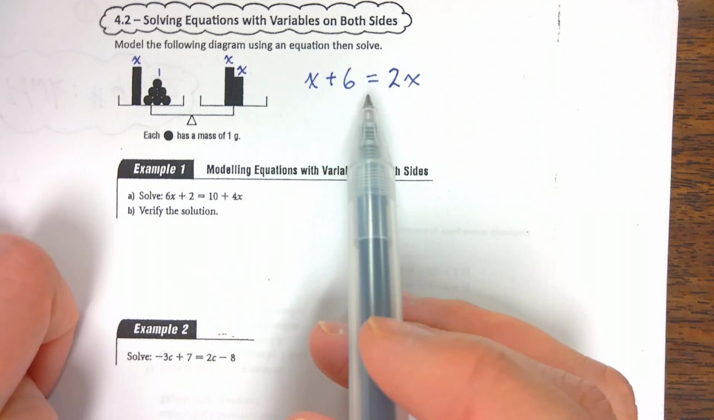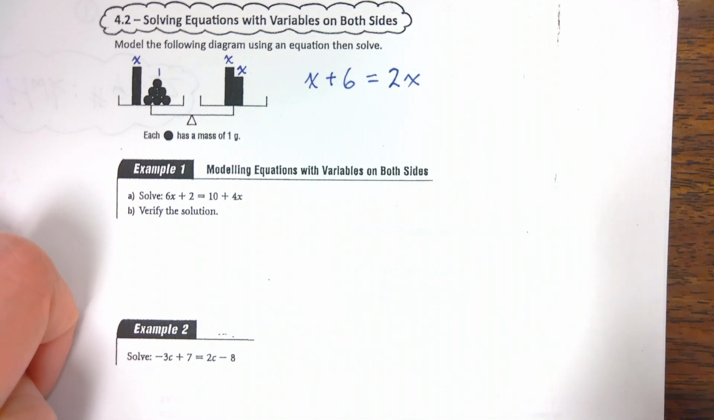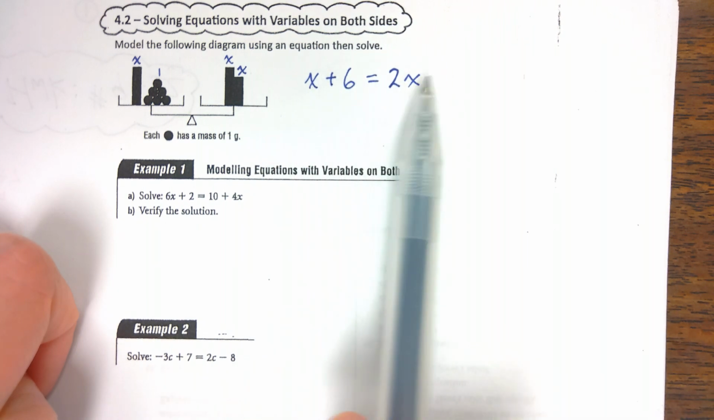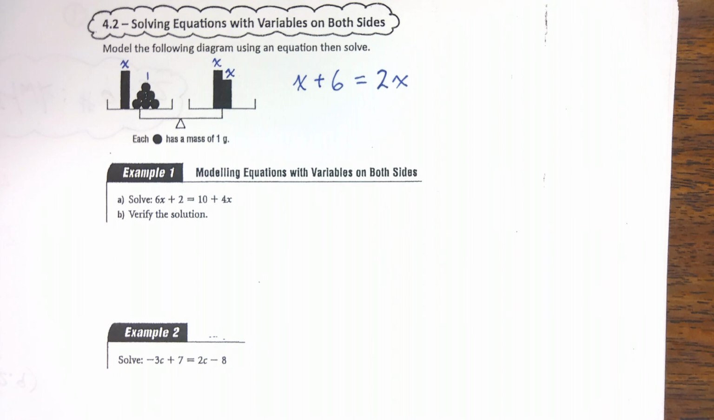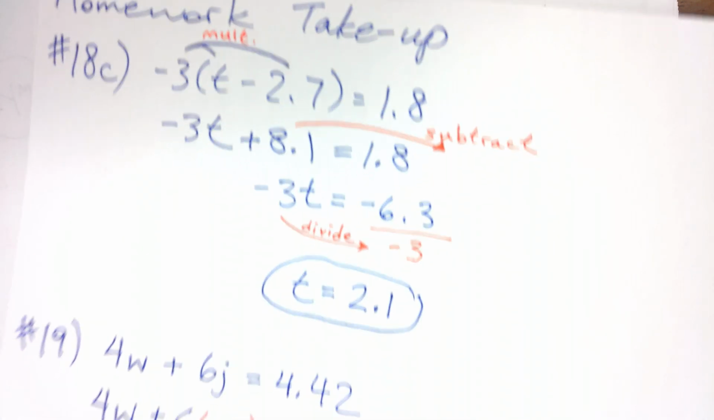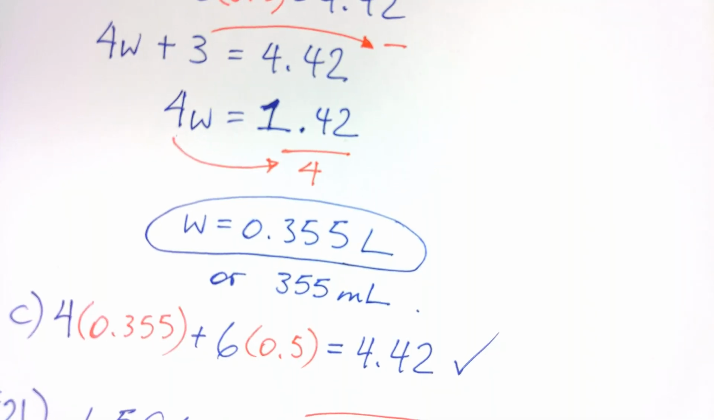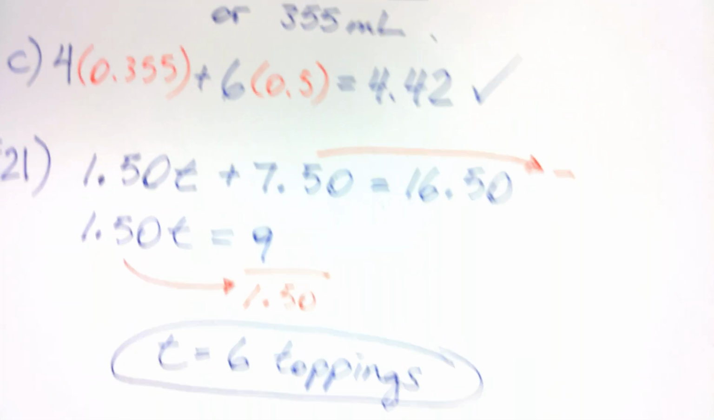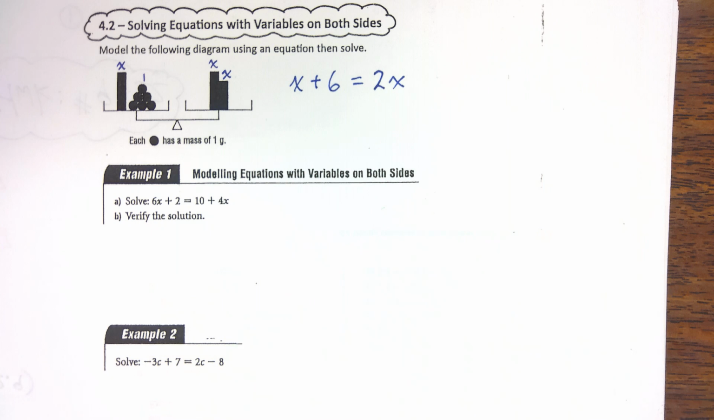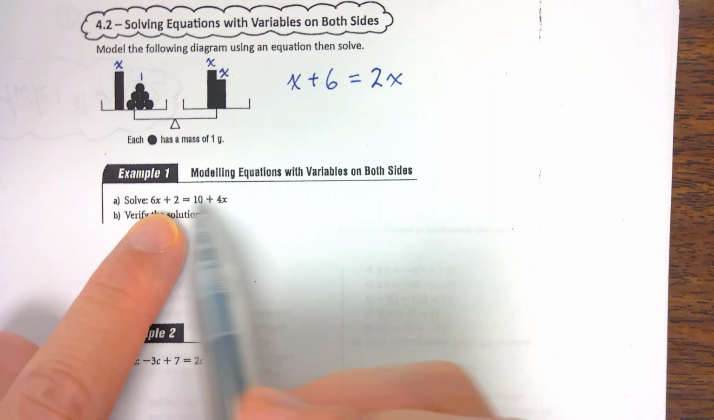So what's different between this equation and the equations that we've been working on? Jenny? It has variables on both sides. Right, it has an x on both sides. The ones that we were doing right here, all these ones, we only had 1 variable on either the left side or right side. So now we have 2. So let's see how we can solve this.